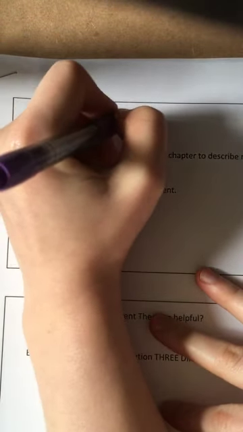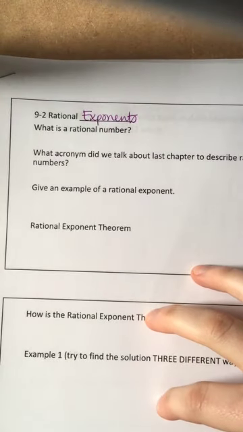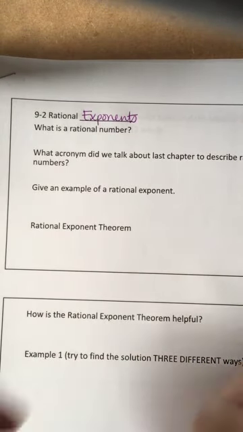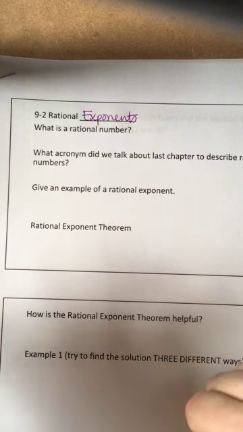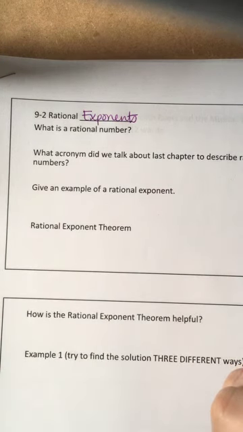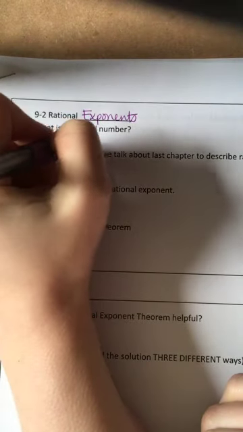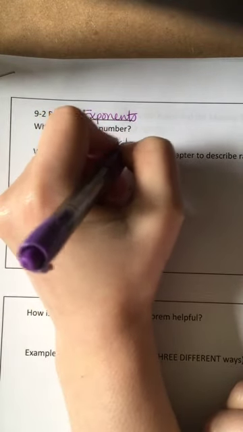9-2, rational exponents. So we're going to focus mostly on the rational definition, and for this first part, we've already worked with them last section, so it's interesting how they break this into a separate section. What is a rational number? A rational number, typically, we write as a fraction, a ratio, it could be.